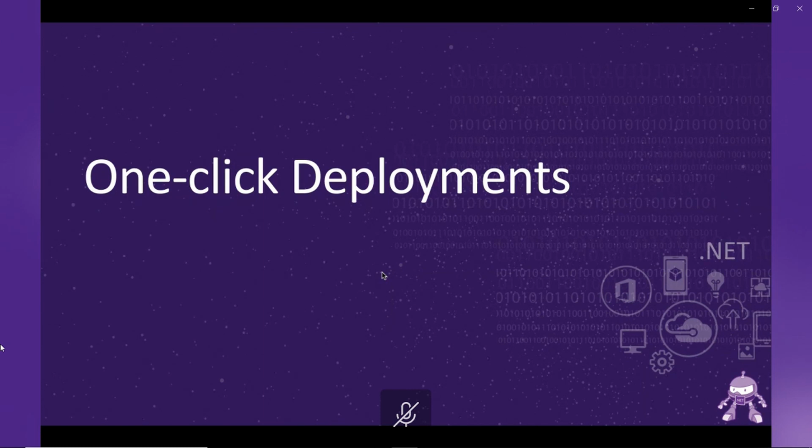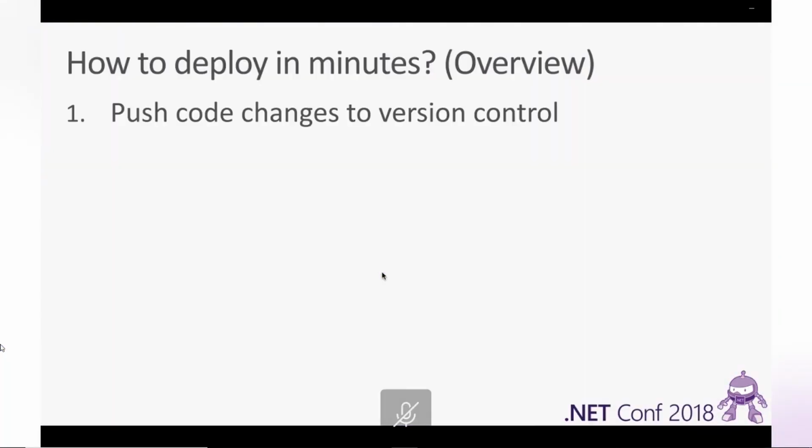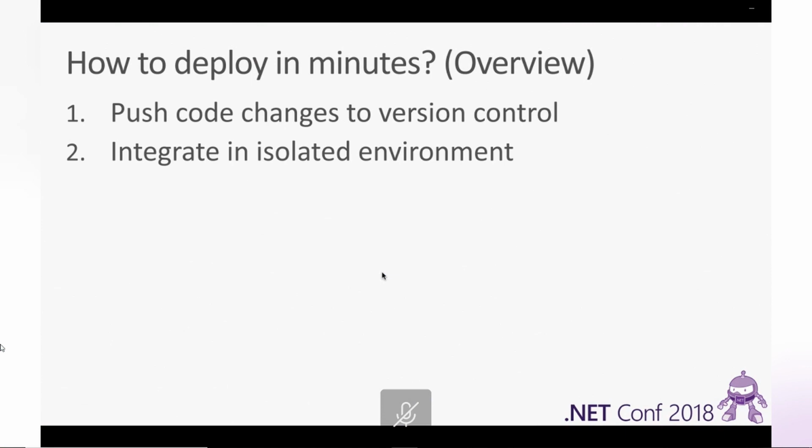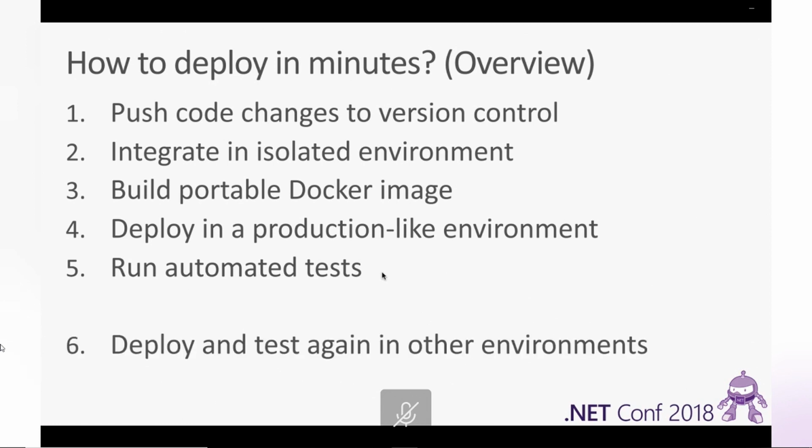This is a progressive improvement task, and you need to be aware that you can start doing small improvements in the way that you are delivering the application. How to deploy in minutes then? You push your code changes to version control, integrate it in an isolated environment like Azure DevOps. You build a portable Docker image. You deploy in a production-like environment. You run automated tests, and repeat: deploy and test again in other environments.